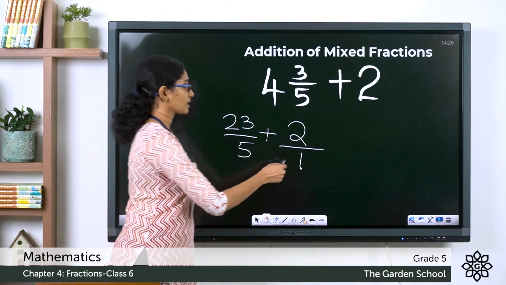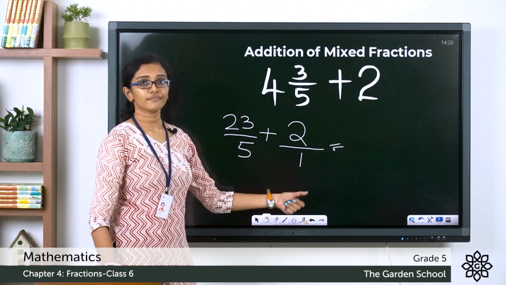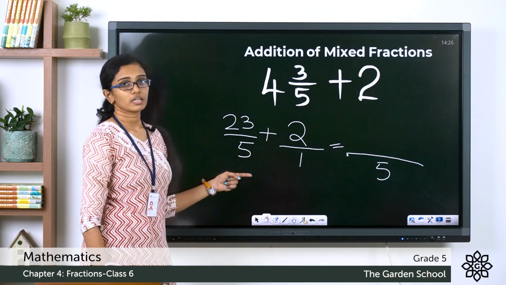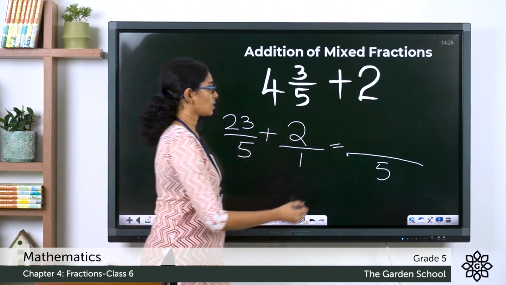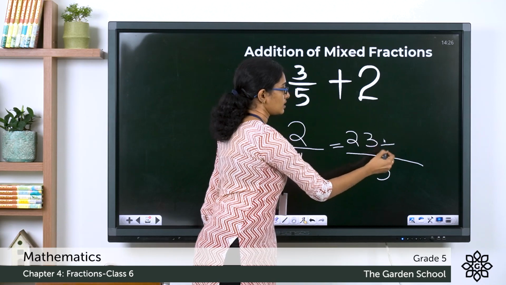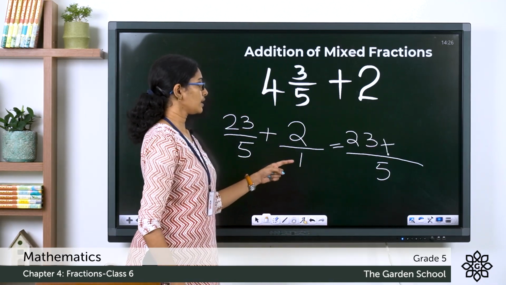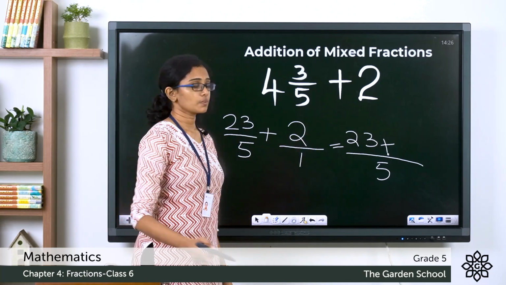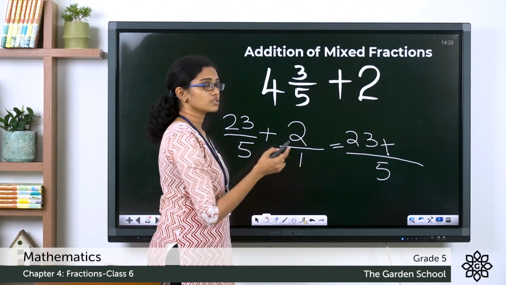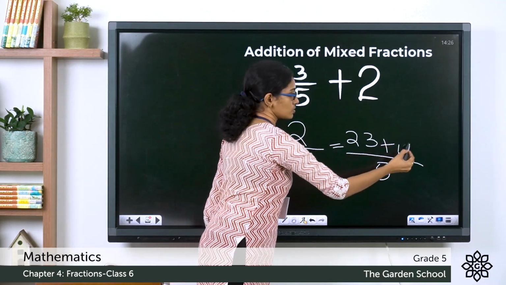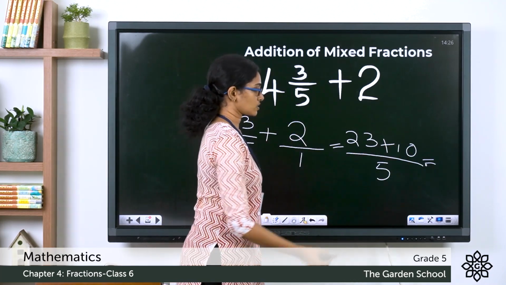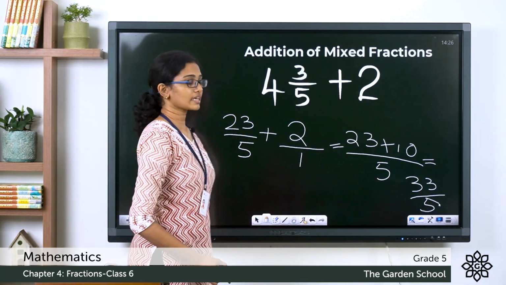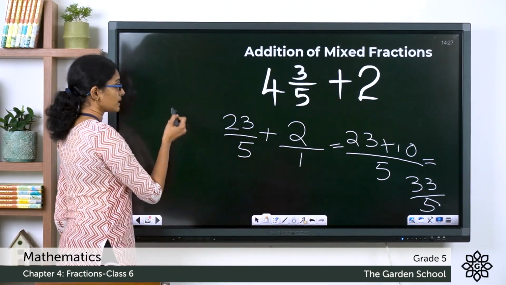Take the LCM. What is the LCM of 1 and 5? The LCM of 1 and 5 is 5. The LCM here and the denominator here is the same, so just write 23 over there. Then 5 and 1. 1 into 5 is 5, so we do that into 5 in the numerator as well. So, 5 divided by 1 is 5, into this 2 gives you 10. So, that gives you the fraction 33 by 5.